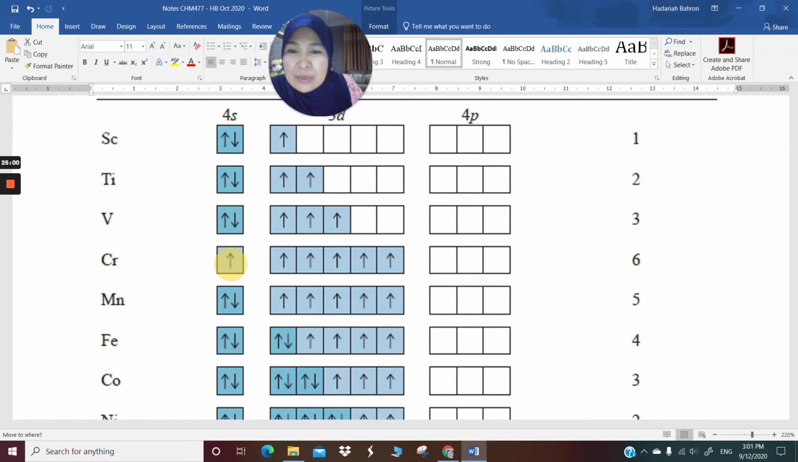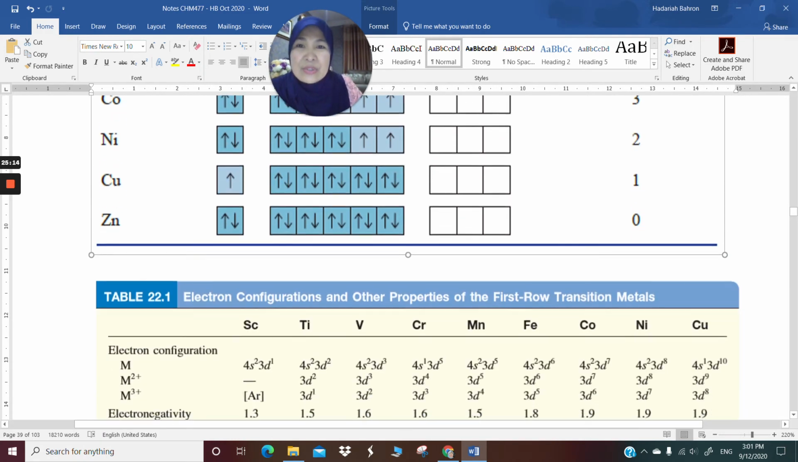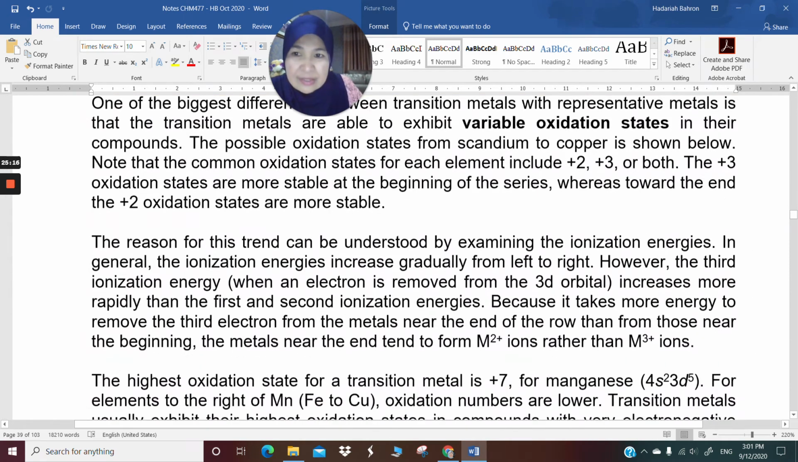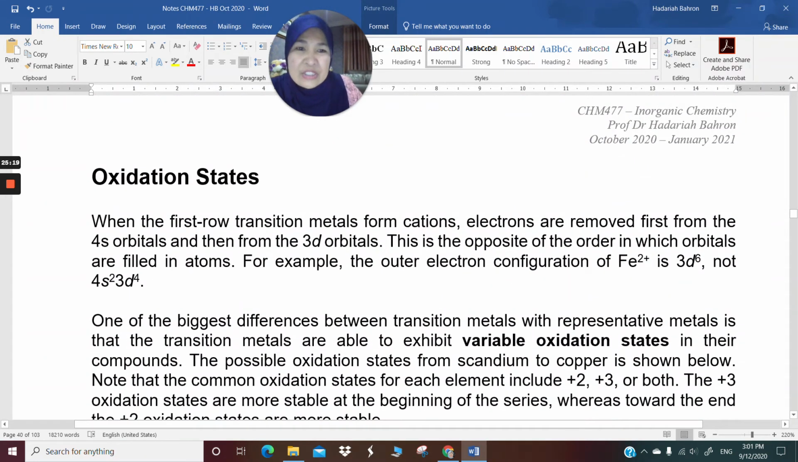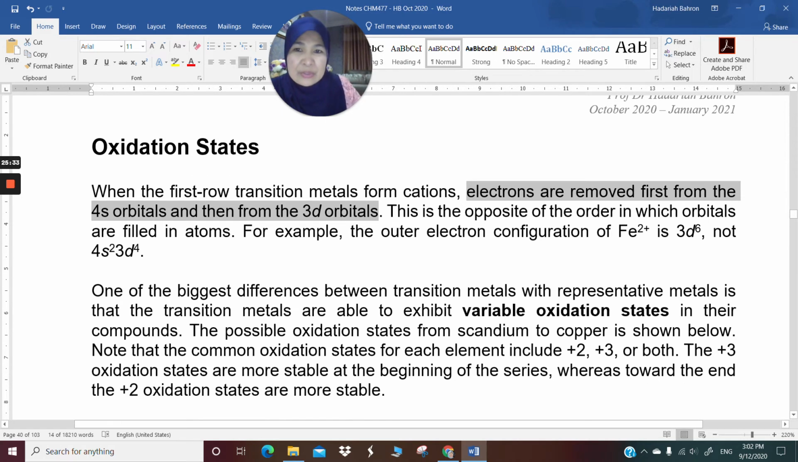Chromium, for example, chromium 3 is the most common. You're going to lose one of these and two of them. So you have 3d3 if you have chromium 3. So the s electrons are lost first when oxidation is happening. Electrons are removed first from the 4s orbitals and then from the 3d orbitals when the transition metals become cations.